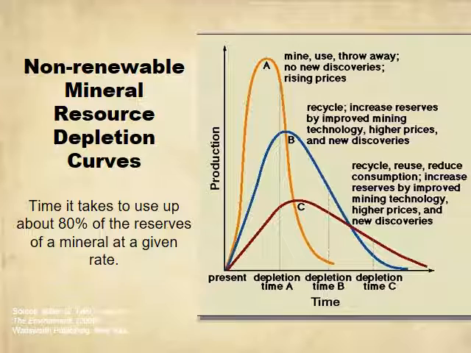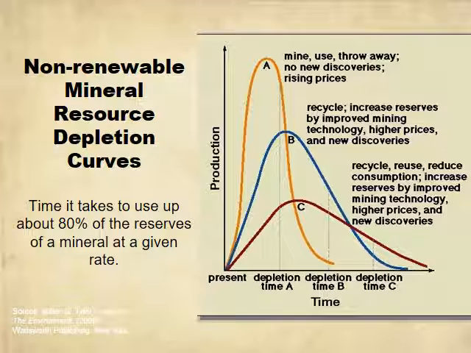So here what we have are depletion curves, non-renewable mineral resource depletion curves. We don't get depletion curves with renewable resources because renewable resources can't be depleted. Well, they can. Like trees, you can definitely deplete trees, which is a really great example to use for this.